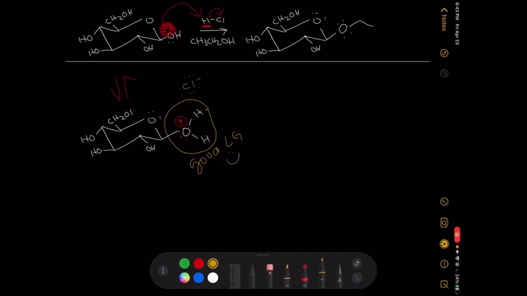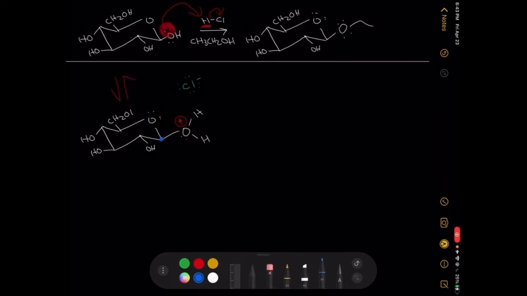So the next step would be for this to leave, but this carbon right here is not going to let this leave, because then this positive charge is going to be on that carbon. A positive charge is going to be right here, and that's not good. So we need to somehow make this leave and have the molecule stable at the same time. How can we do that?